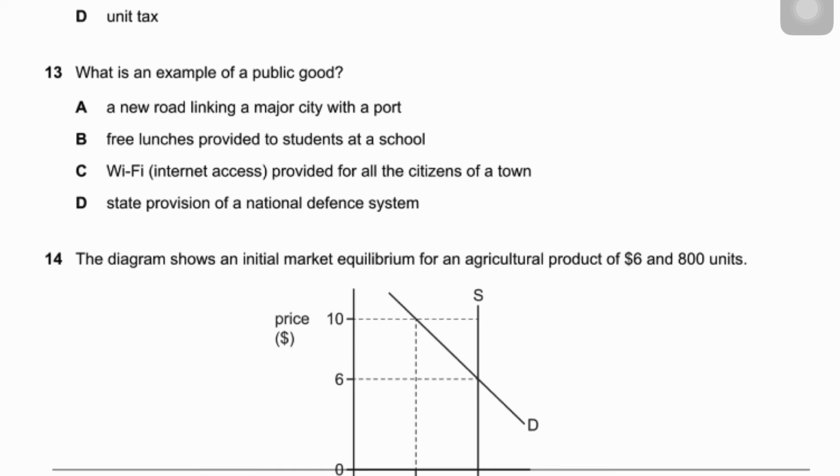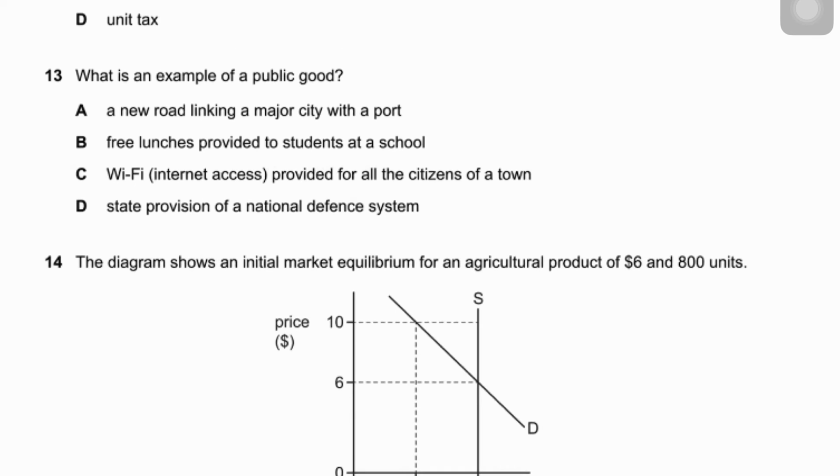Question number 13 says, what is an example of a public good? Now we know that public goods are non-excludable and non-rivalrous, which means that they can be used by everyone without reducing the availability to others, and people cannot be prevented from using them.